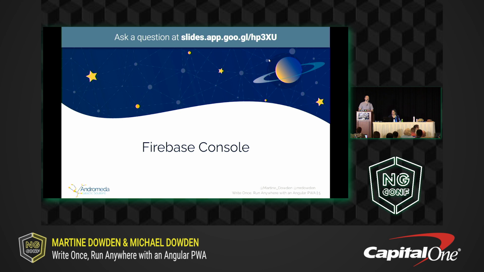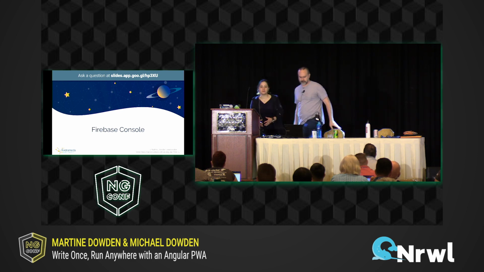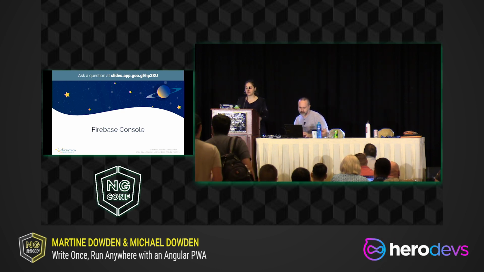And now, Maritine is going to introduce you to the starting point. So in order to enable the notifications and in order to publish our application, we're going to rely pretty heavily on Firebase. And so the first thing to getting set up with Firebase is the Firebase console. And so the Firebase console looks kind of like this. You have the URL here at the bottom.